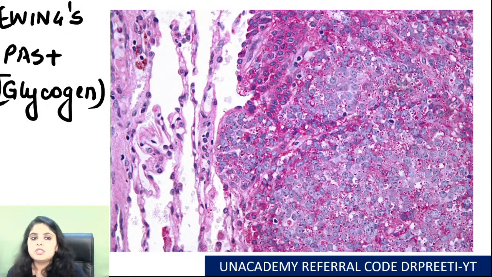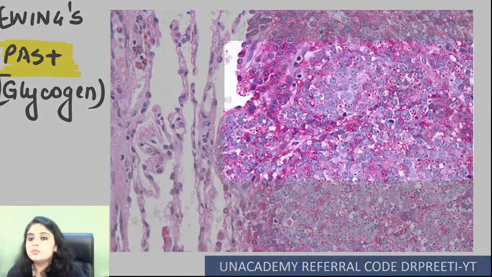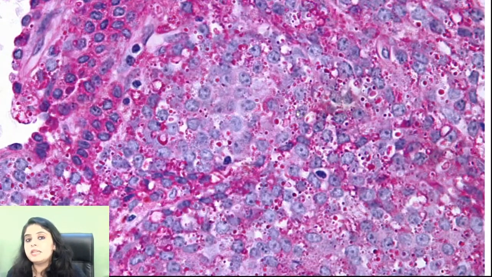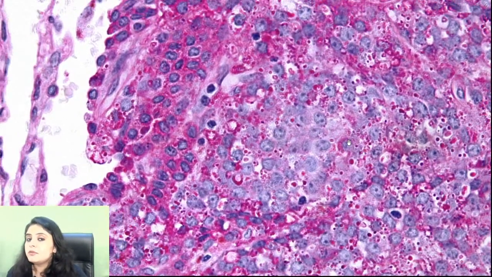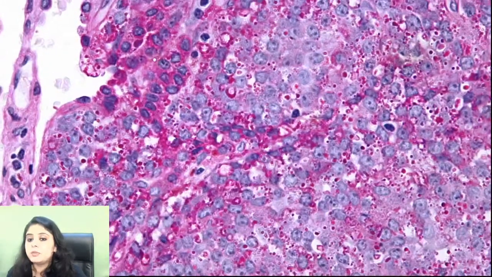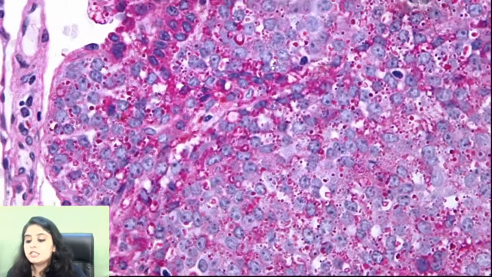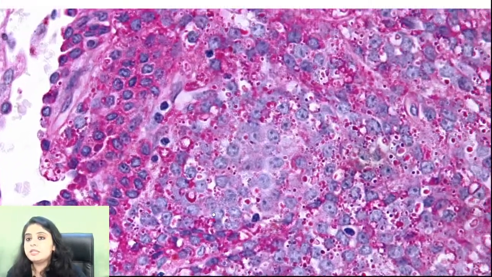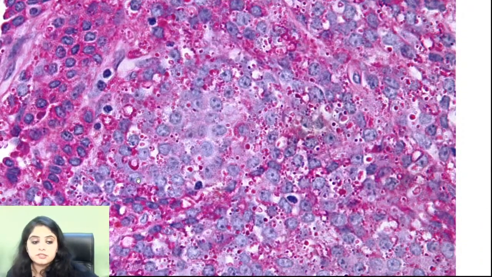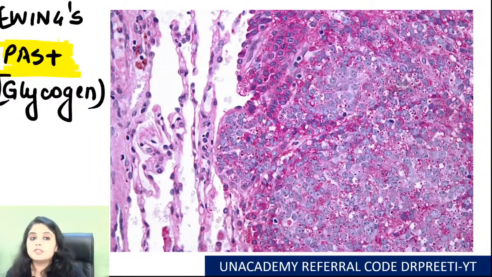Can you all appreciate, I've put a PAS stain out here. And can you all appreciate how the tumor cells have become beautifully pink? Because P for PAS, P for pink. Can you see the cytoplasm has all become pink in color? You can zoom around and see a nice pinkish color. So this is the PAS positivity that you see with Ewing's because it contains glycogen.